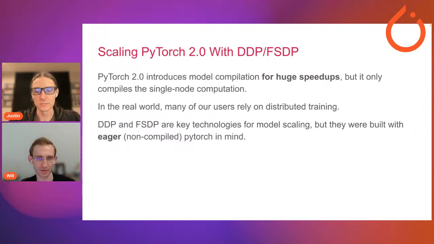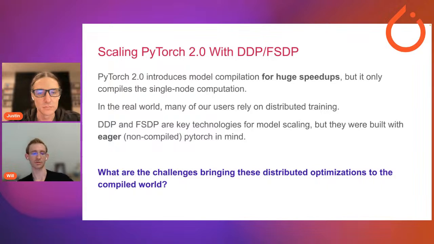So if you're not familiar with DDP or FSDP, I'll talk a little bit about what those are. But the point here is that PyTorch 2 introduces huge speedups on single node, and we want to be able to combine that with DDP or FSDP for faster distributed training. So this wasn't actually all that easy to do.